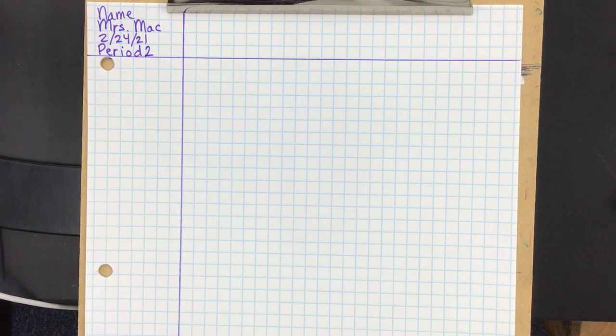Today you're going to be given linear equations that are not in the form y equals mx plus b. So I'm going to show you how to solve for y to get it into the right form so that we can identify the slope and y-intercept and graph.